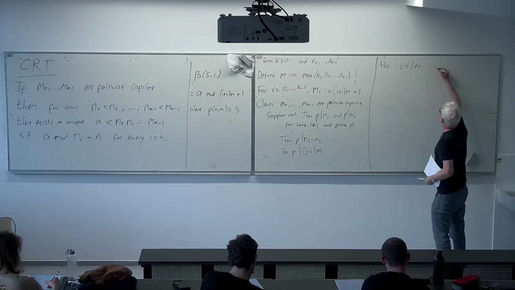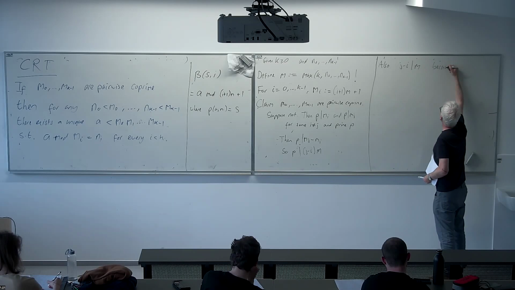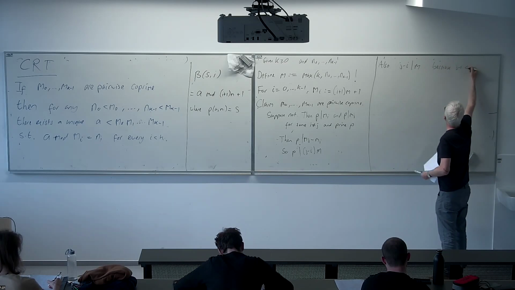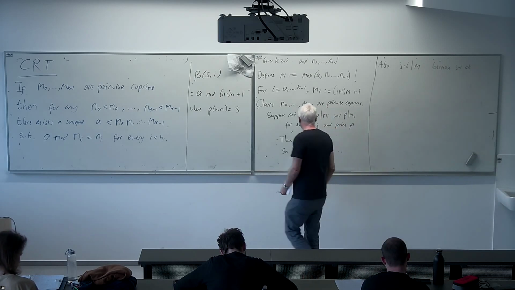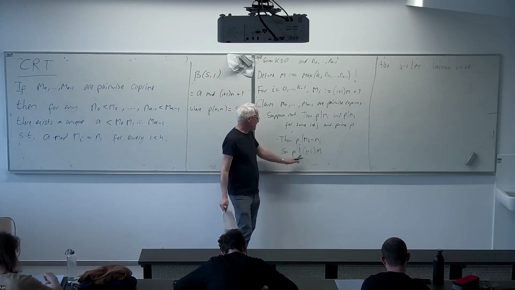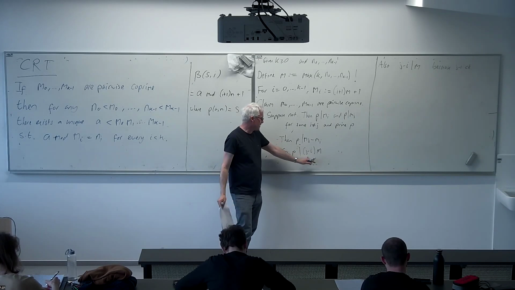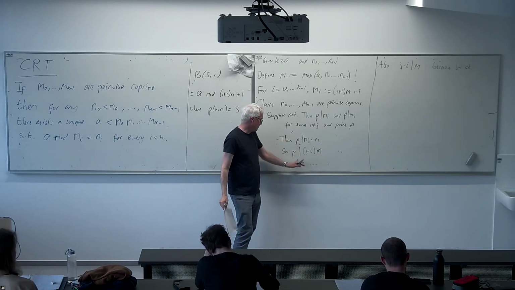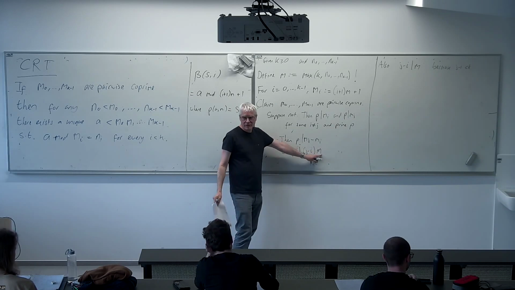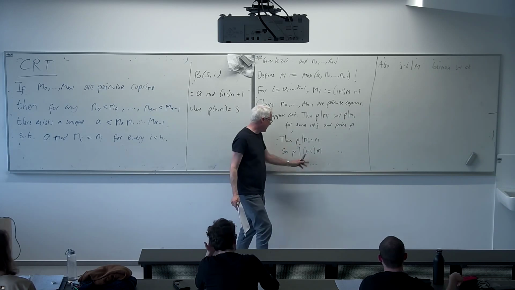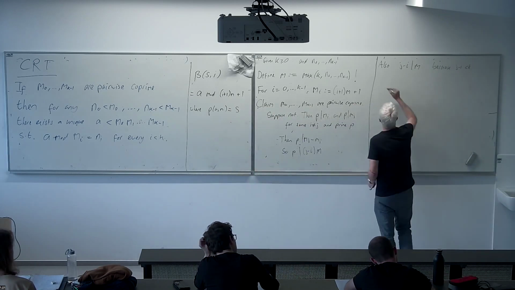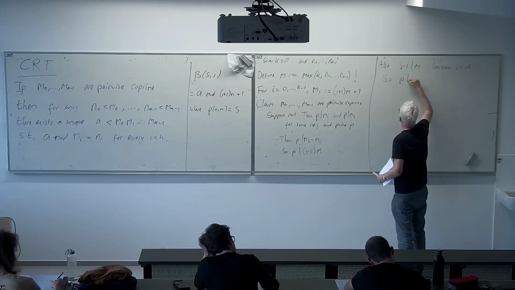Because j minus i is less than k. So p divides this, but this also divides m. p is a prime, so it will divide one of the two factors here, and if it divides this one, it also divides m. So either way, p divides m.